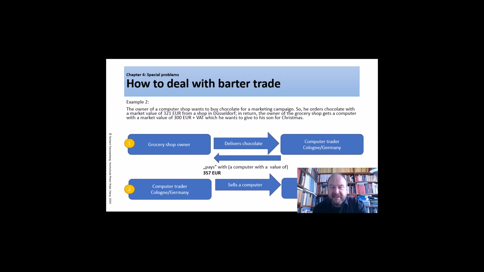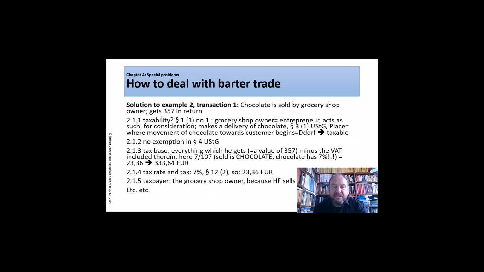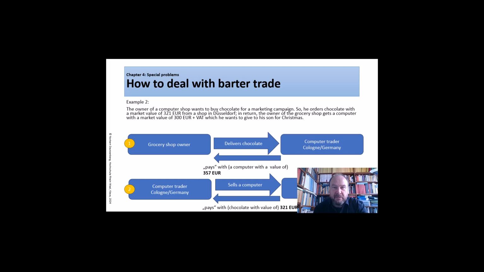So the mistake has been corrected now. Now you see it correctly on the slide. It's a grocery shop owner and naturally not a car trader or something else. He pays with chocolate with a value of 321. So solution to transaction 1. You see now two completely different cases in your sketch. And you treat them as two completely different cases which have nothing to do with each other anymore.